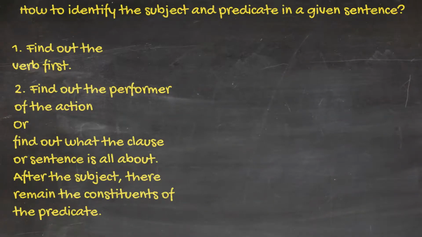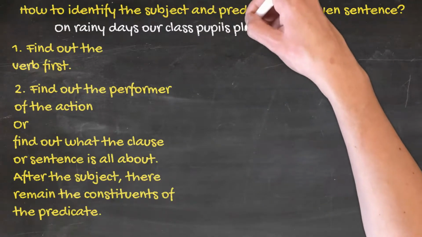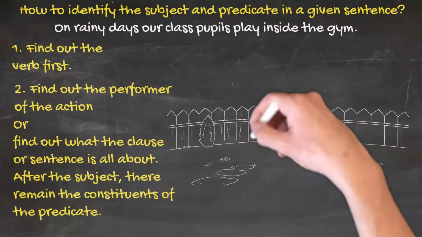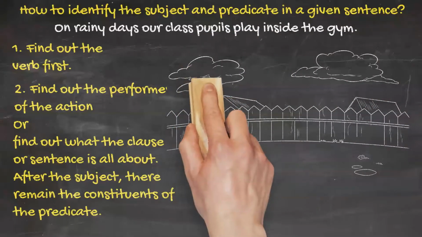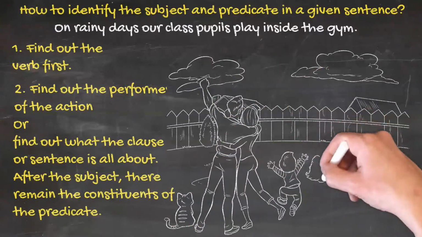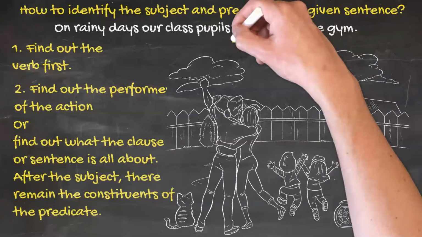Another example we can verify now. On rainy days, our class pupils play inside the gym. If we apply the formula to the sentence, we can identify the subject and predicate. As per the first part of the formula, the verb here is play.